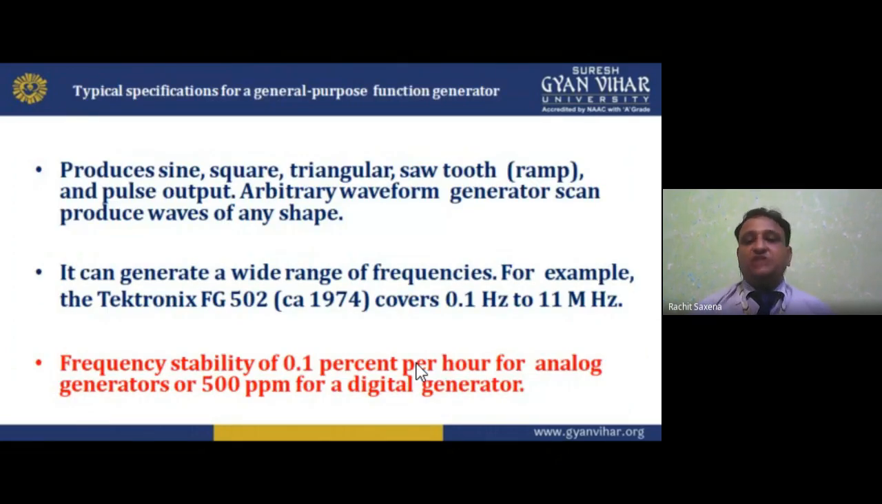Typical specification of a general purpose function generator: it produces sine, square, triangular, sawtooth, ramp and pulse output. Arbitrary waveform generators can produce waves of any shape. It can generate a wide range of frequency. For example, the Tektronix FG502, which I am taking as an example, in 1974 covers 0.1 hertz to 11 megahertz, but nowadays we are getting more than that. Frequency stability is 0.1% per hour for analog generators or 500 ppm for a digital generator. Okay, so these are the typical specifications.